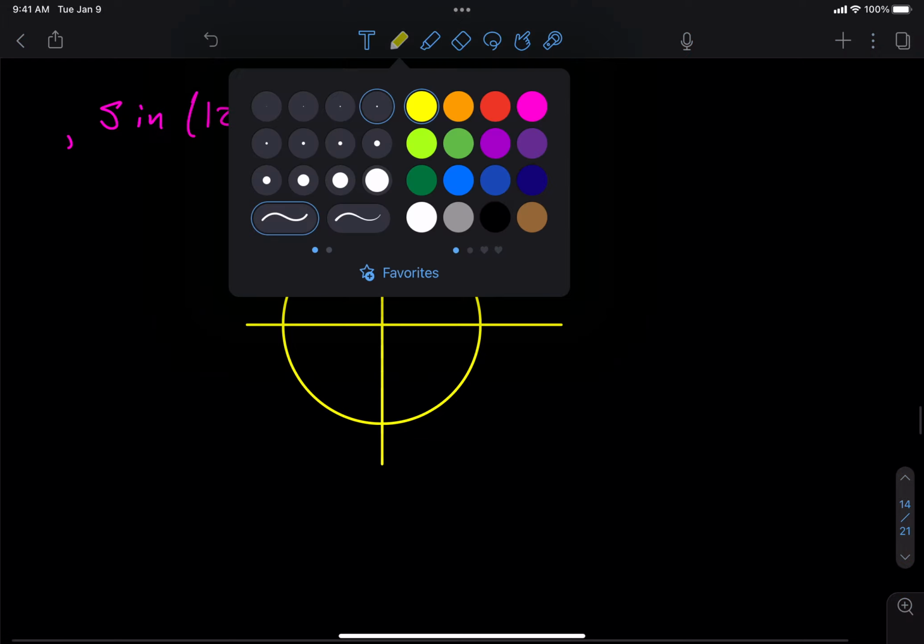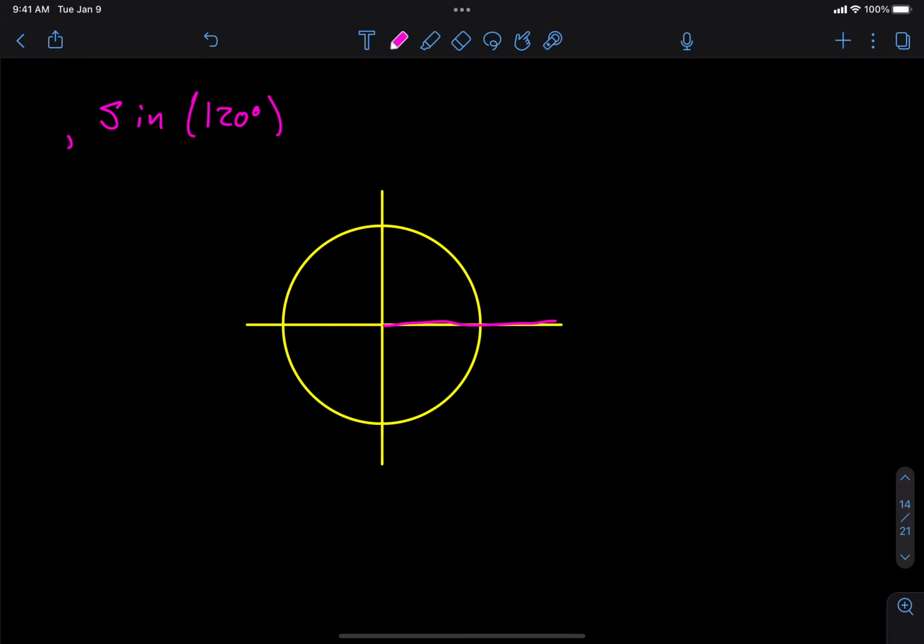So the first leg of the angle, the initial side, always goes to the right. How about the terminal side? Which quadrant is it going to end in? 1, 2, 3, or 4? If it's 120 degrees, which quadrant do we think? 2, right? Because 90 degrees would be right here, 180 degrees would go straight across, and 120 is somewhere in between.